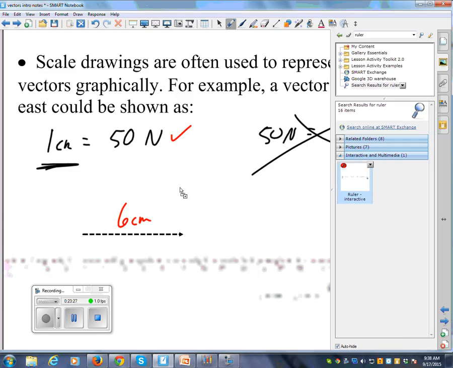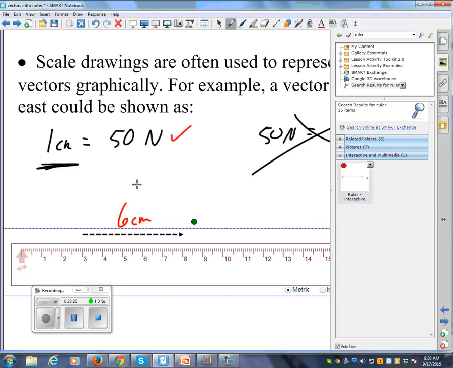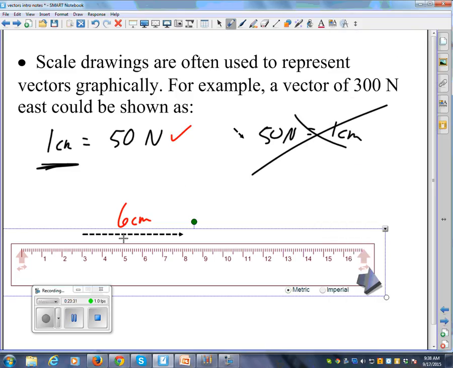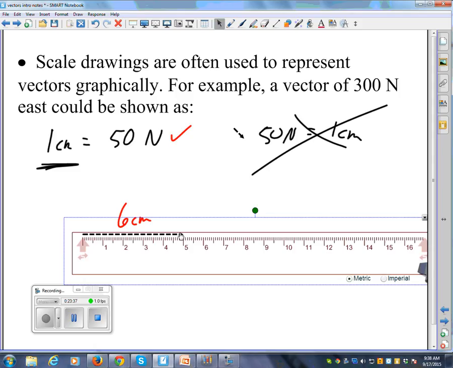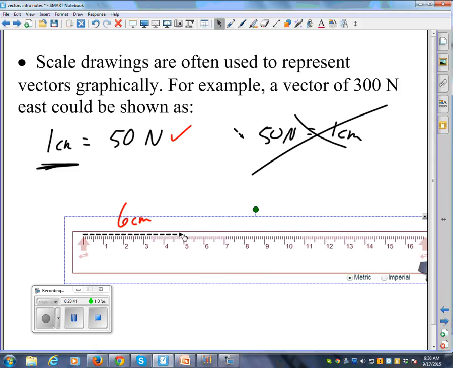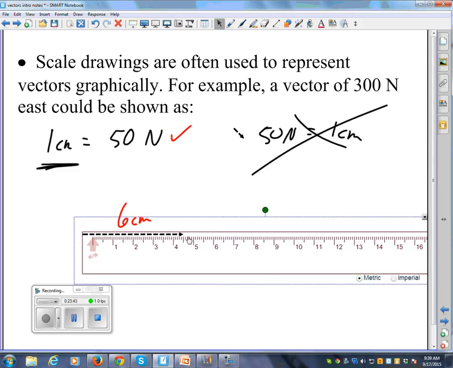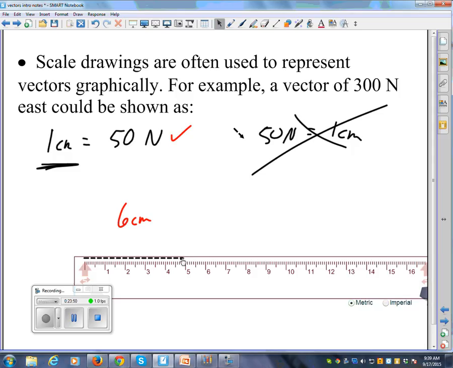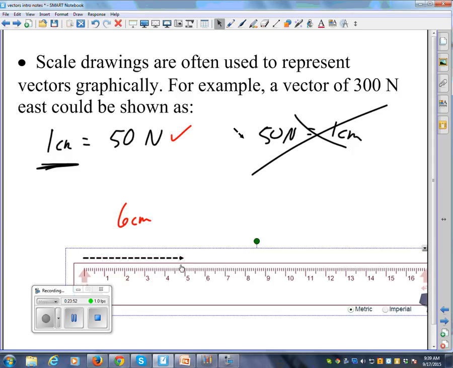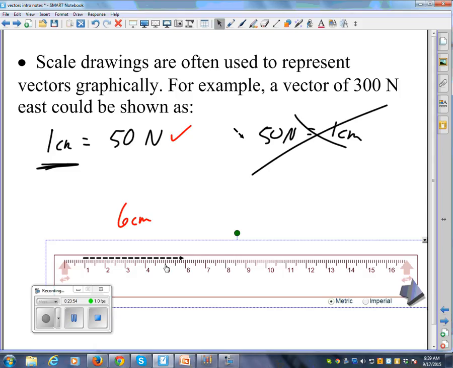If you want rulers, they're up here. It doesn't have to be exactly 6 now. We're not actually doing anything with them, but you will have to be able to draw a scale one. Do I put an arrow on it? Yes. You have to put a dot on it too, at the end. The 6 centimeters goes right to the tip of the arrow.